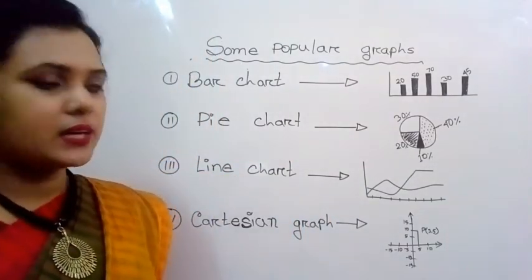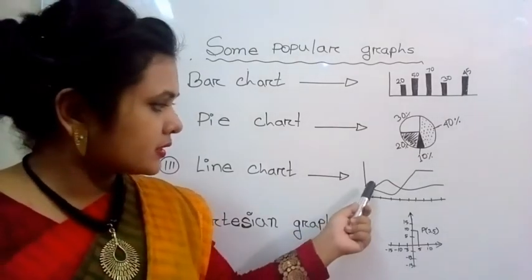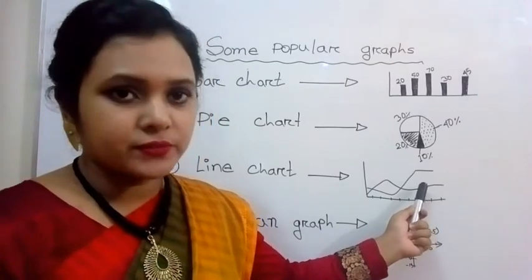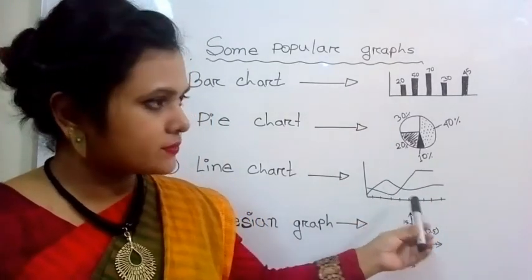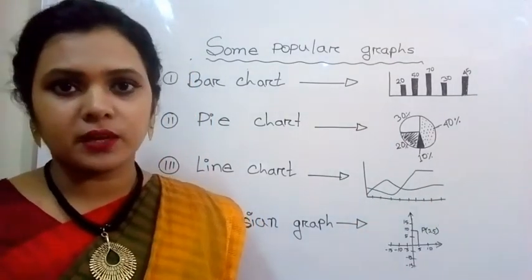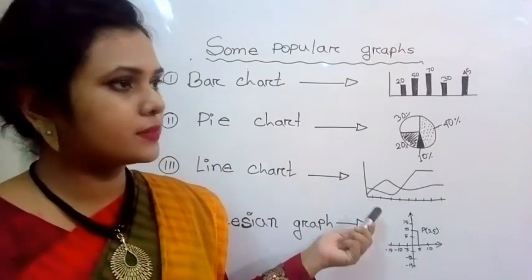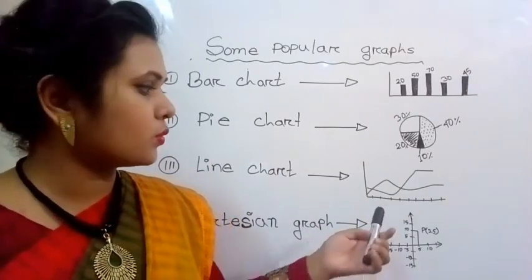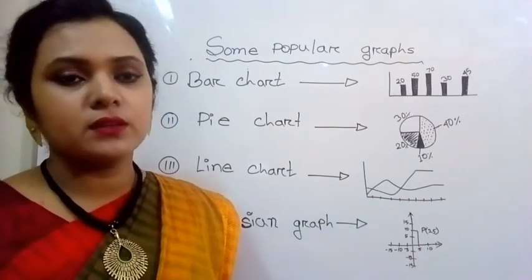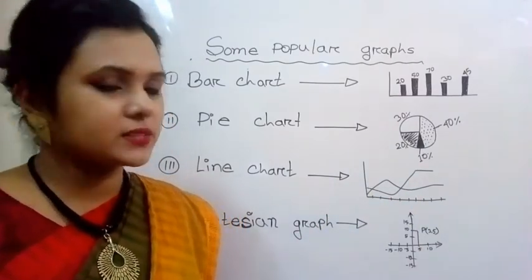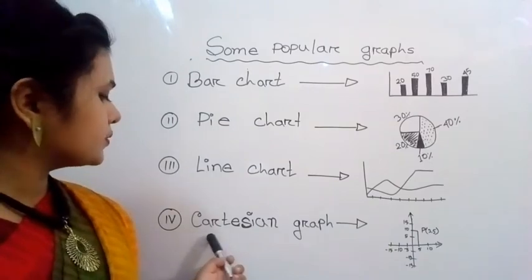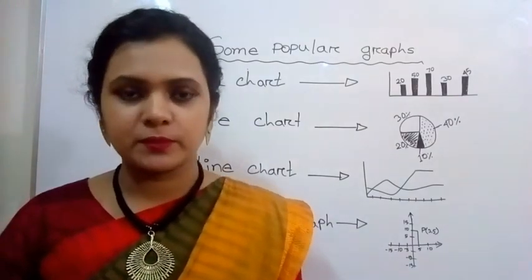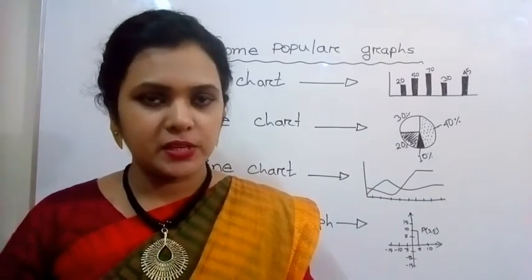Number 3, line chart. A line chart is actually a joint line of different data. It joins different information and shows the ups and downs, and it is often seen in matches, the ups and downs of different teams or some factories, the growth rate of their different products, etc. Number 4, Cartesian graph. Cartesian graph is mostly used in mathematics, so it is also very familiar to our students as well.